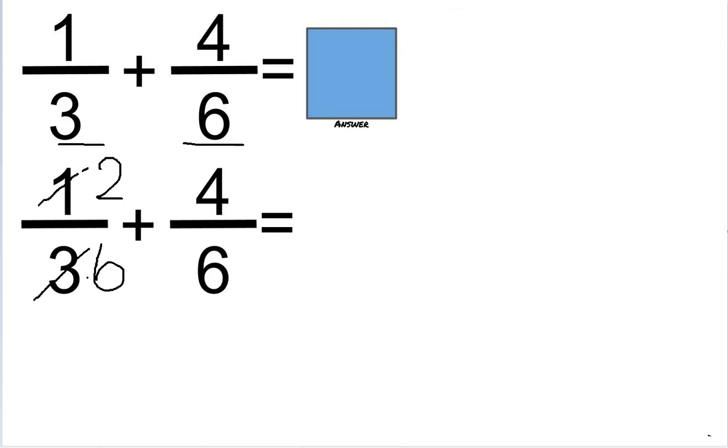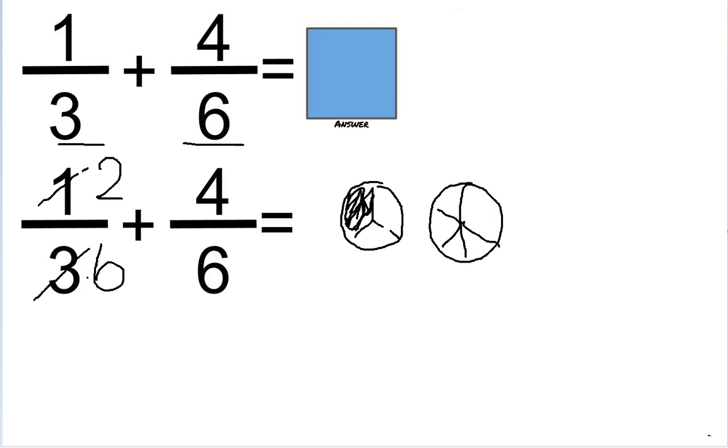So if I were to, for example, draw out 1/3, and it's not going to be pretty, but I'll do my best, and I were to draw out 2/6, I would see, and of course, if I had better tools, I would see that 1/3 and 2/6 take up the same amount of my whole. So they are equivalent fractions.